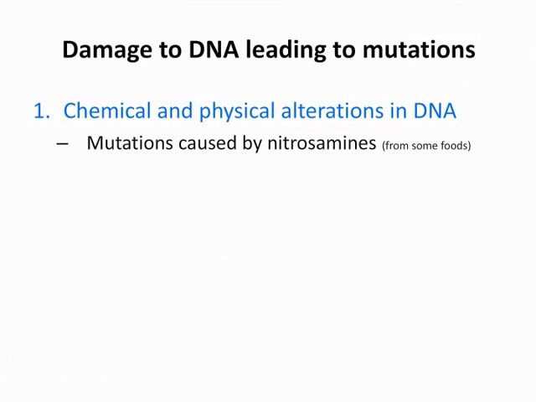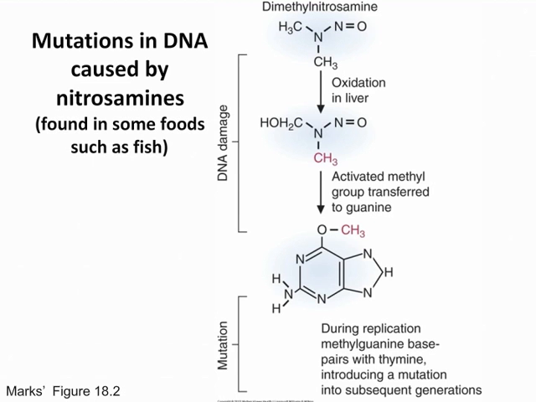Learning objective 2 is to know the damage to DNA that leads to mutations. So number 1 is chemical and physical alterations in DNA. So these mutations can be caused by nitrosamines, which are found in some of the foods we eat. You don't need to know the mechanism of it, you just need to know that a mutation in DNA can be caused by nitrosamines, and that's an example of chemical and physical alterations. So nitrosamines are sometimes found in foods like fish, and they're usually responsible for high incidence of gastric cancer.